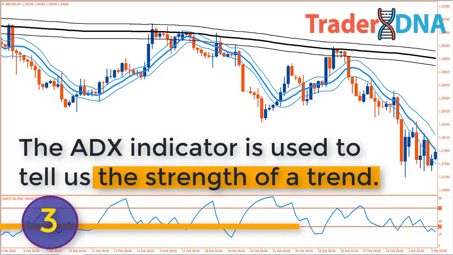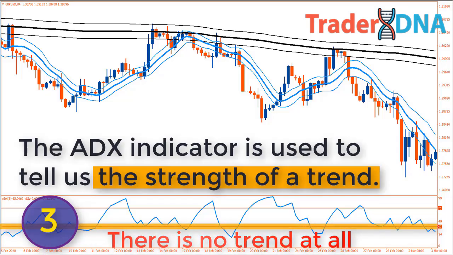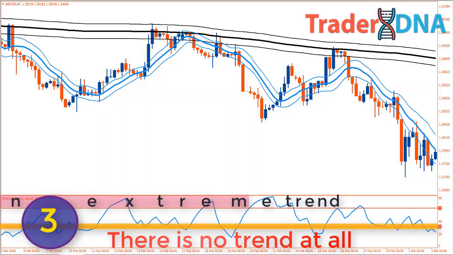There are also certain levels on the graph. When the line is below a certain level, it means there is no trend at all, and when it is above a certain level, it means we are in an extreme trend. All this is explained more clearly as I go through the system with you.